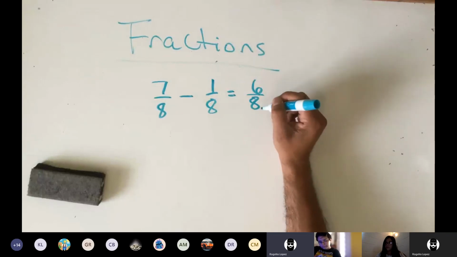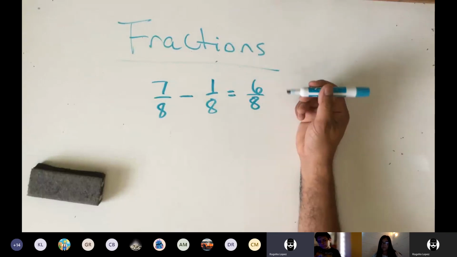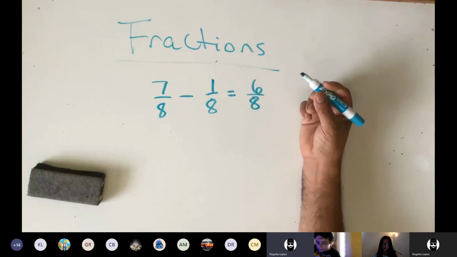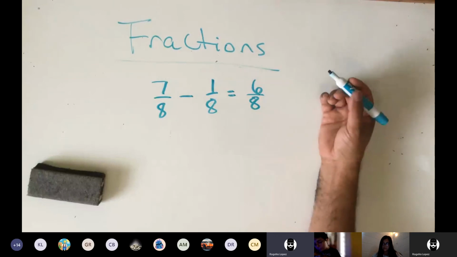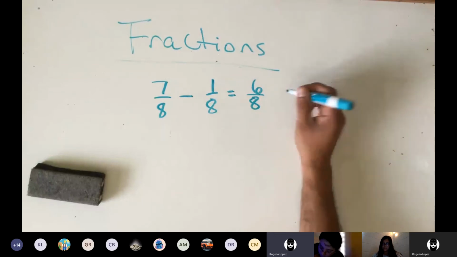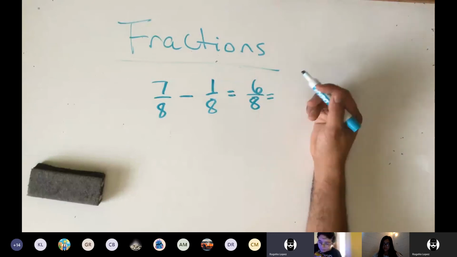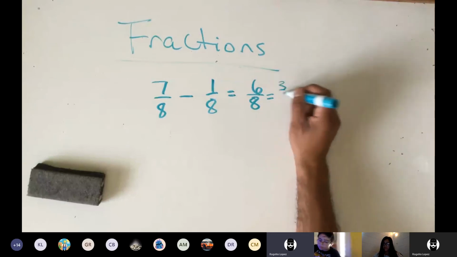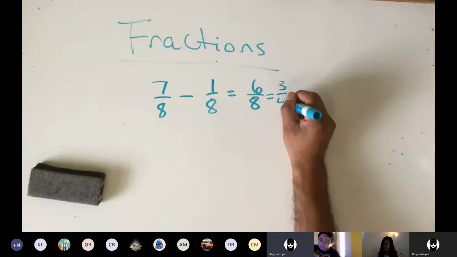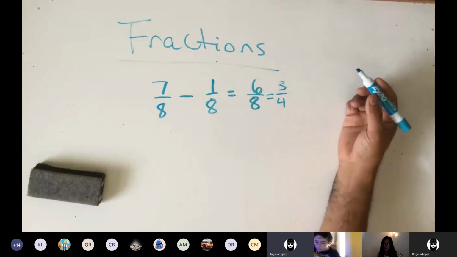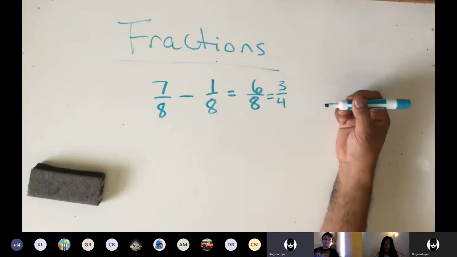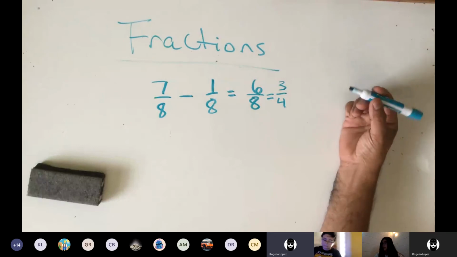So 6 over 8 is the answer, but it's not in its simplest form. When you take your STAR test or whatever test you're going to take, they're always going to give it to you in the simplest form, so you do have to simplify. 2 fits into both of those. 2 fits in 6 3 times, and 2 fits into 8 4 times. That cannot be simplified anymore. So the answer for this one is 3/4.